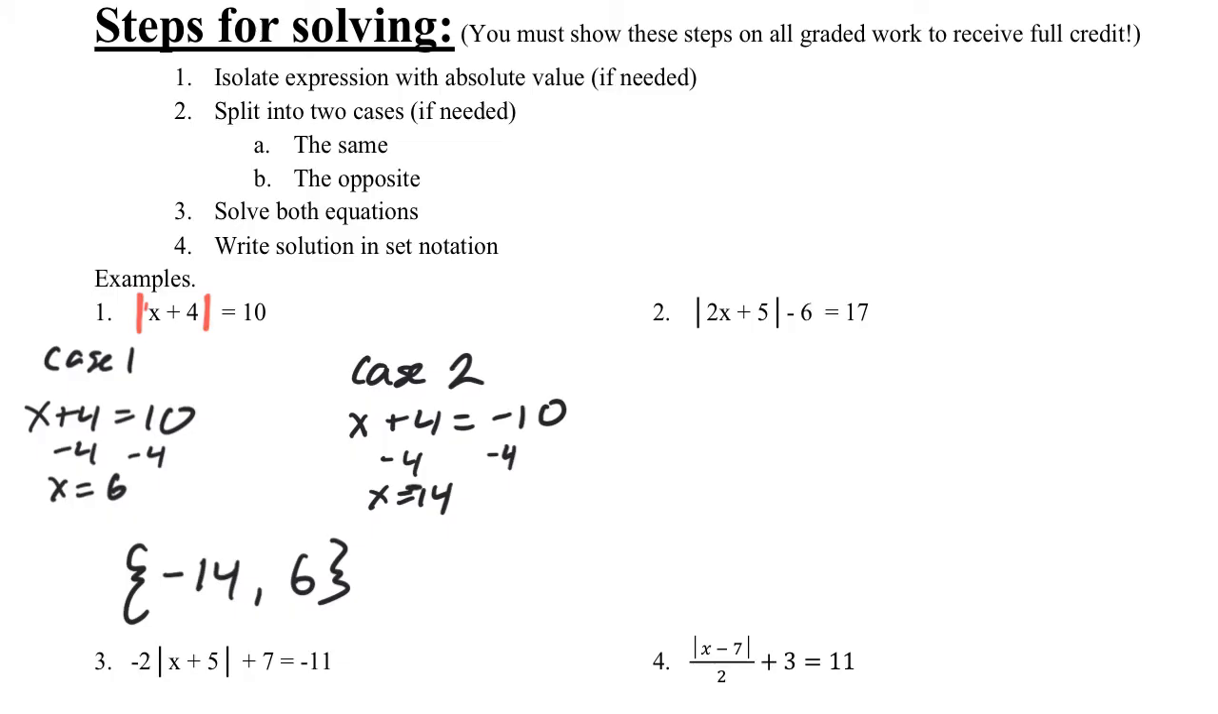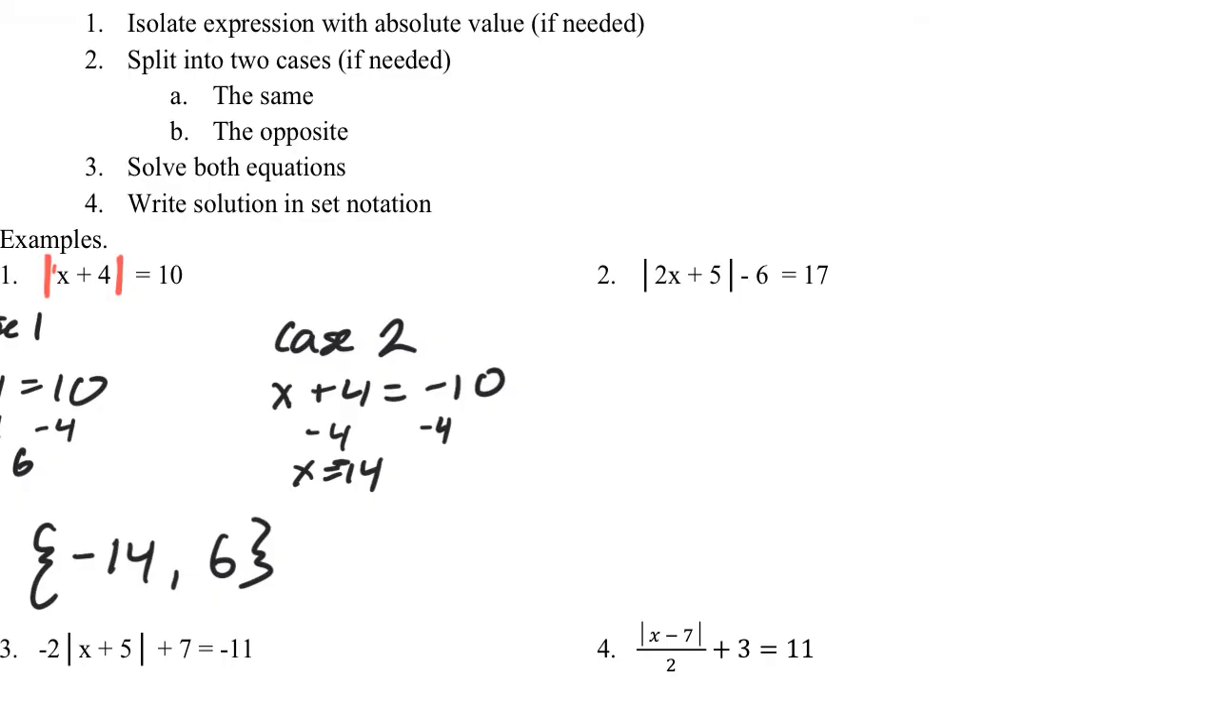Let's solve a couple more of these. Number 2, step 1, isolate the expression. If I'm looking at my absolute value, it's not isolated. We're subtracting a 6 outside, so I need to get rid of that first. I'm going to add 6 to both sides, and we're going to be left with the absolute value of 2x plus 5 equals 23.